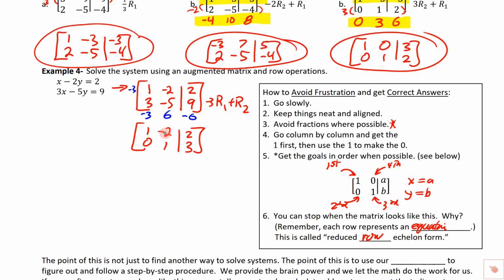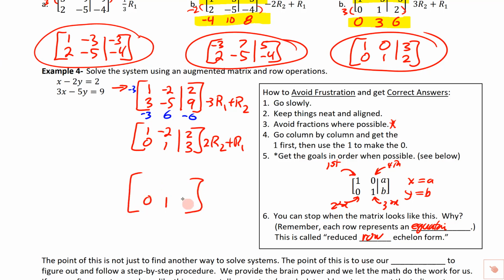So let's stop and think. What do I need to add to this negative 2 to turn it into a 0? Well, if I take negative 2 and I add 2, that would be 0. So we're going to use this 1 to make that 2. So we're going to take row 2 and multiply it by 2 and add it to row 1. Again, notice row 1 is the one that's changing, so that means that row 2 gets to stay exactly the same.